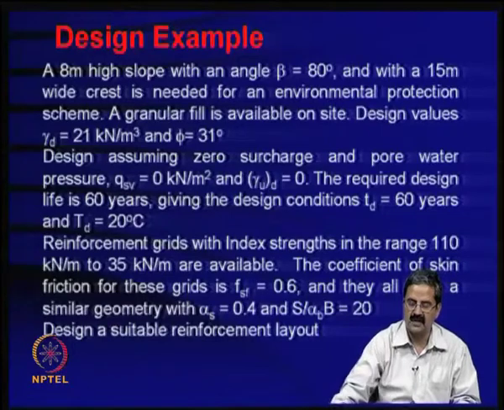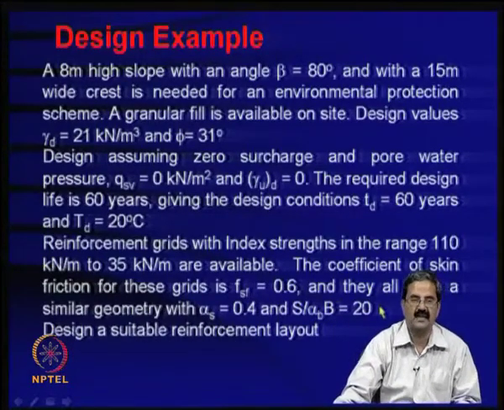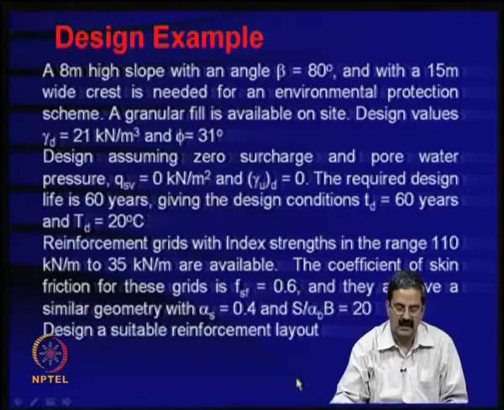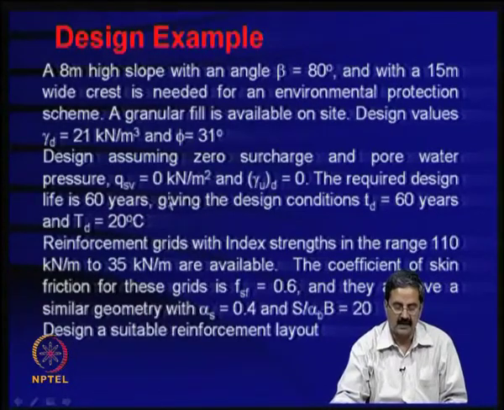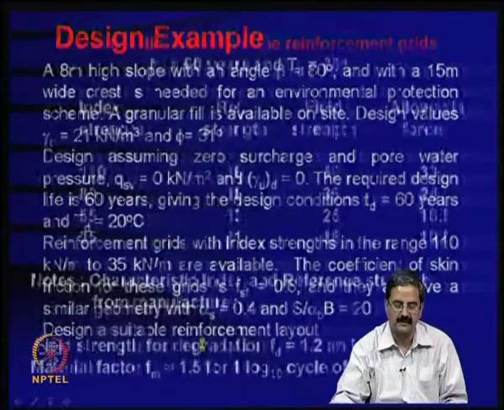Then, as I just mentioned, the coefficient of skin friction for these geogrids is 0.6, and they will have a similar geometry with alpha s equal to 0.4 and S alpha b equal to 20. In fact, I need to mention that these are all required in the calculation of bond resistance. The objective is to design a suitable reinforcement layout. You have some geogrids and materials, there is some loading, and everything is given. How do you come out with a suitable reinforcement force is the question.